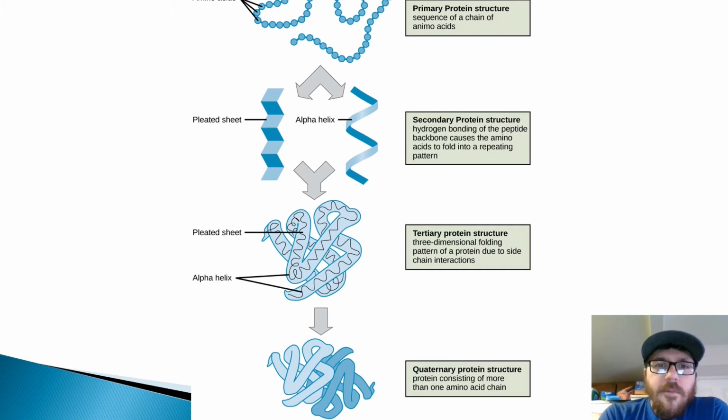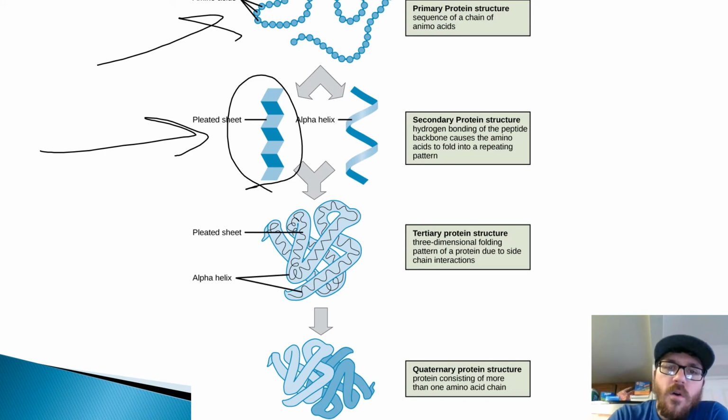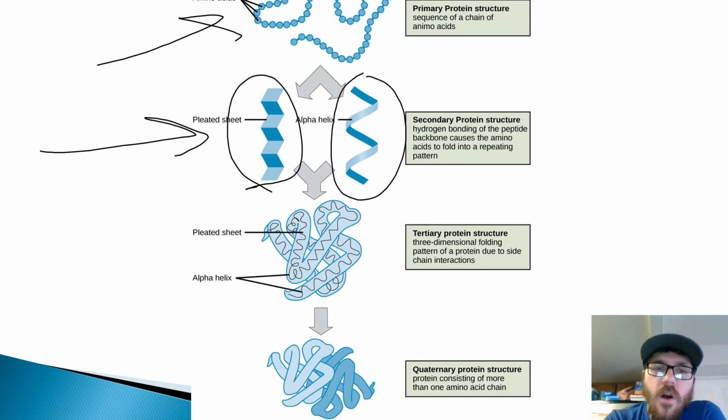One of the things that I like about this picture is it shows the folding versus the coiling. So here's our primary and secondary structures. Based on our primary structure, we're generally going to get either this pleated sheet on the left or this helix on the right. And there's terms for each.